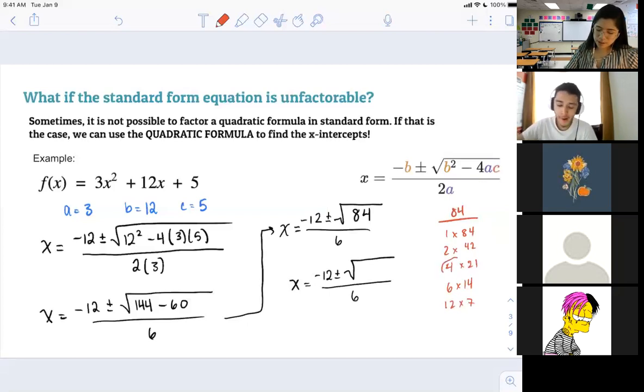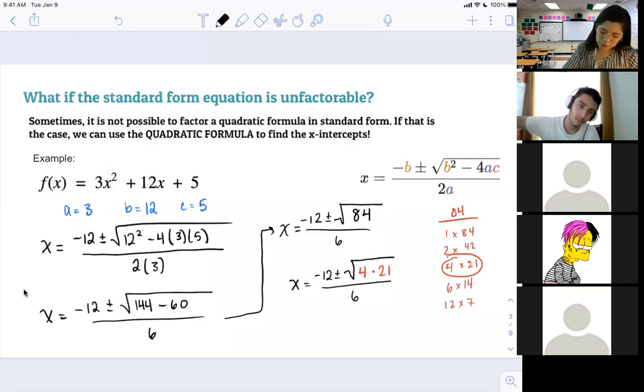So what we're going to do is, we know that 84 is 4 times 21. So I'm going to put 4 times 21 in the radical. And now what we can do is we can take out that 4, take the square root of it. So we end up with negative 12 plus or minus. The square root of 4 is 2. So I put my 2 on the outside.